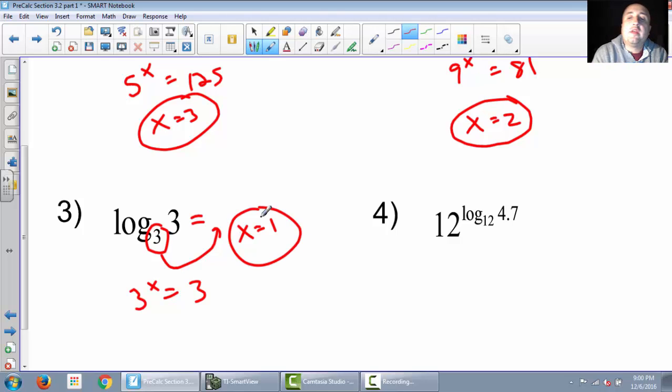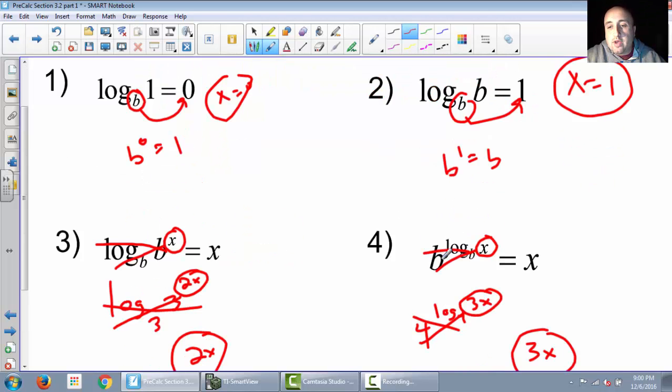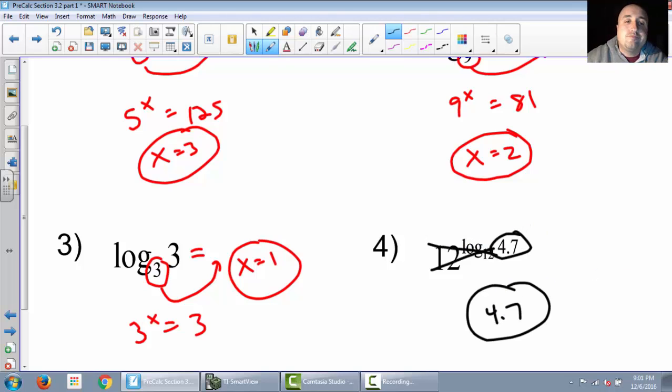Okay, now this next one is definitely one of the properties here. Remember, anytime you have an exponent that's raised to a log with the same base, they cancel out. So when I have 12 raised to log base 12, the 12 and log base 12 cancel, and I'm left with my answer of 4.7. That's a nice, easy property that you should always remember.